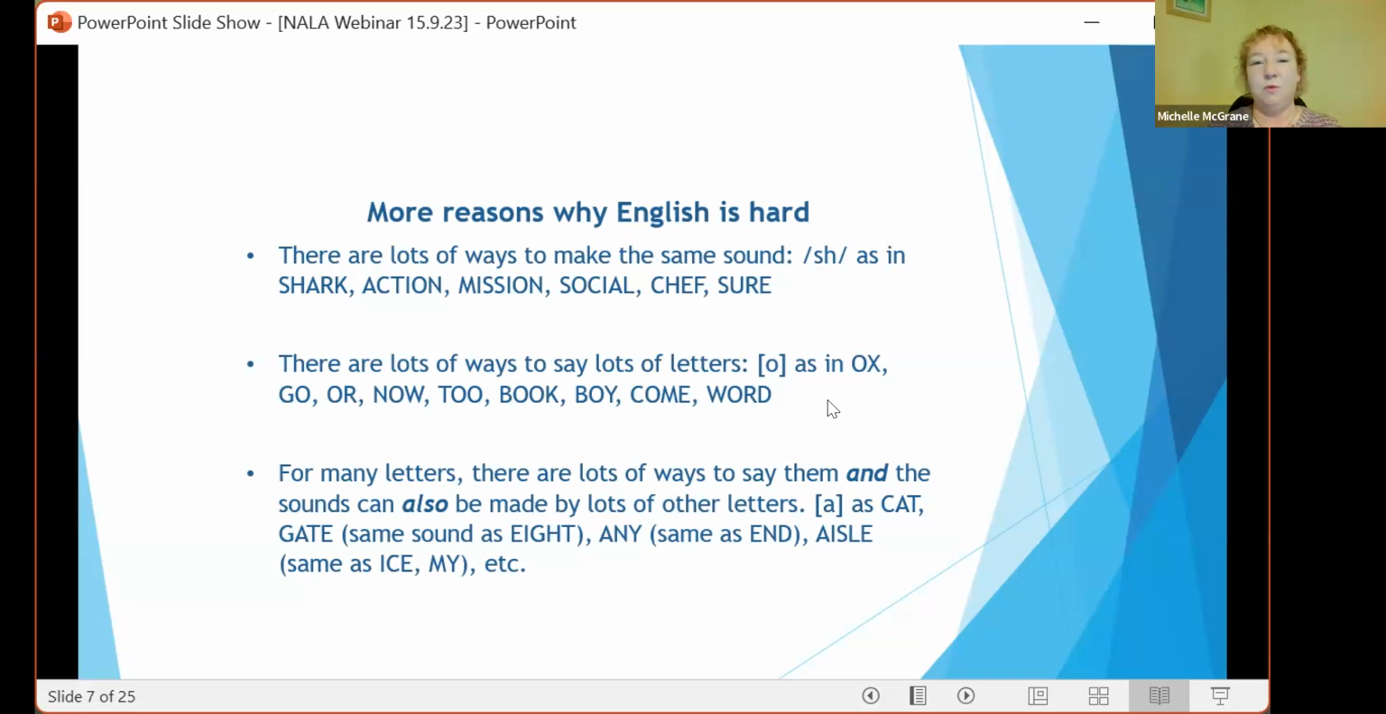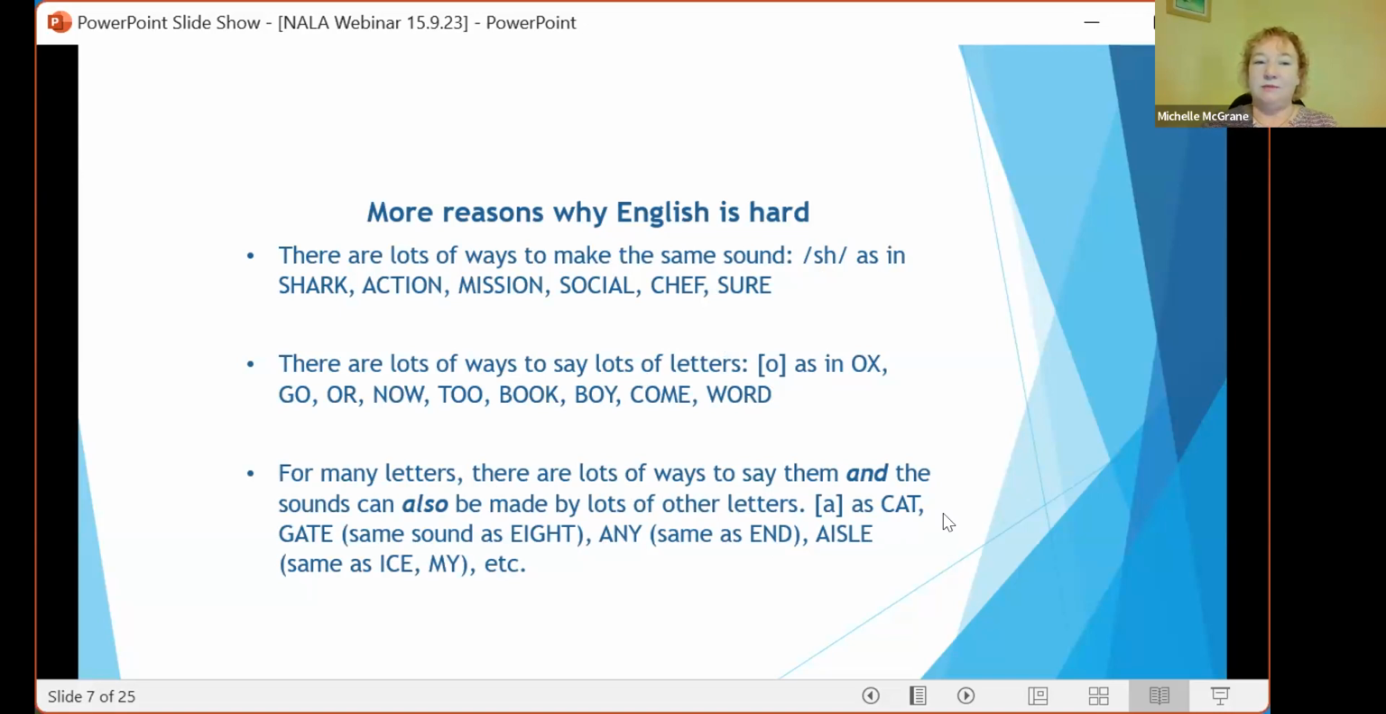And then if you go the other way and you look at a letter like O, you will see that O carries many different sounds. If you listen to the words like ox, go, or, now, to, book, in every single one of these words, the letter O is carrying a different sound. So we basically have one sound being represented by lots of different spellings. And then we also have one spelling representing lots of different sounds. And that is the kind of difficulty of the English language.